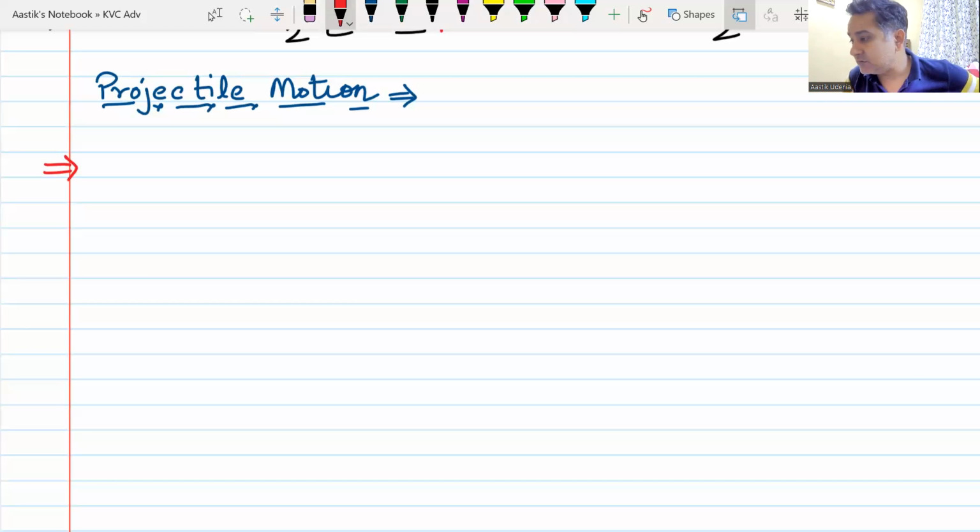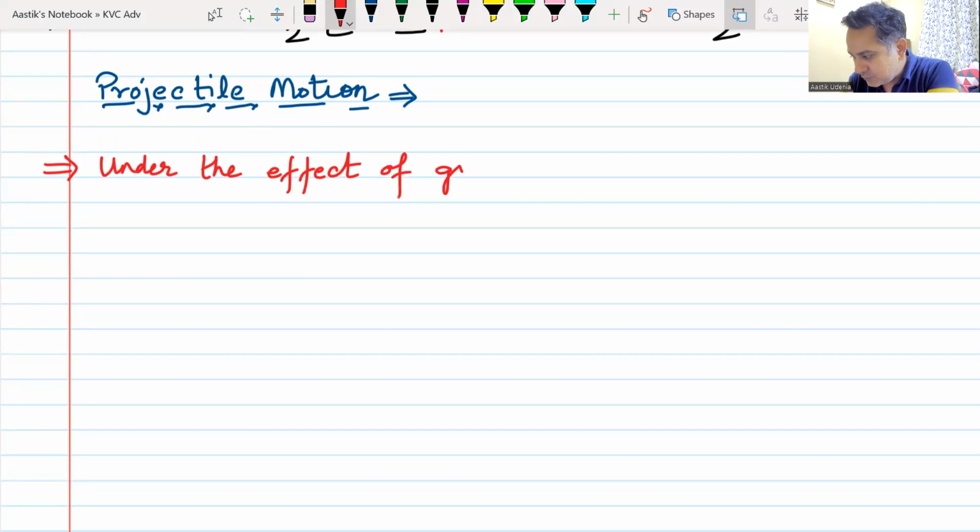Yes, have we done this projectile motion before? Motion of an object projected in air. We have definitely done this before. Any motion that is taking place under the effect of gravity is known as projectile motion. Any other force is not present.